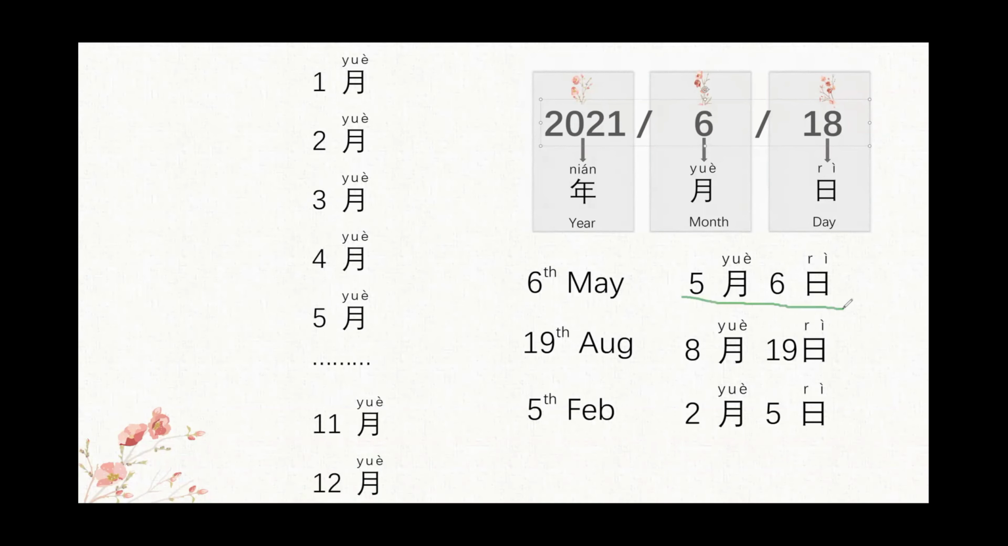So now we can read it together. 5月6日. 8月19日. 2月5日. Okay, guys, remember here, sometimes students make this mistake. This 18, you have to read it literally as 18, not one-eight, okay? Only for the year part, which is really long, you read it as independent numbers.